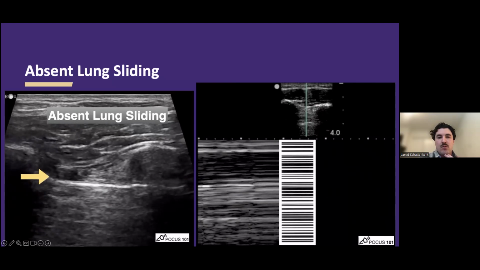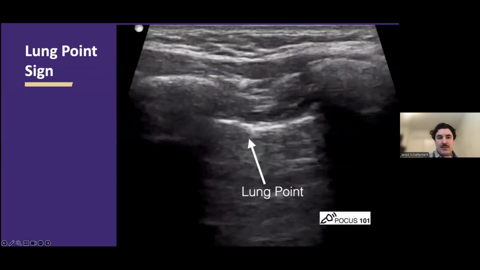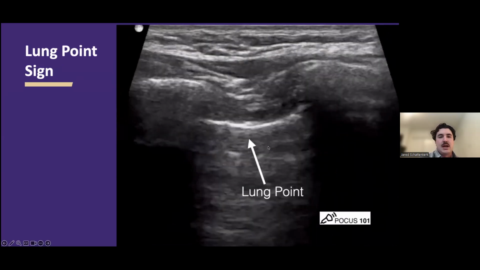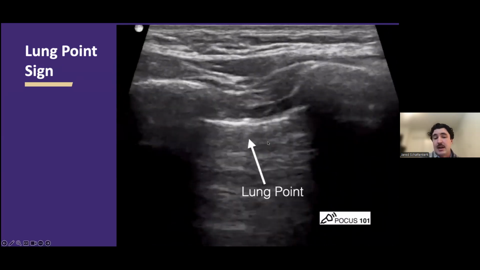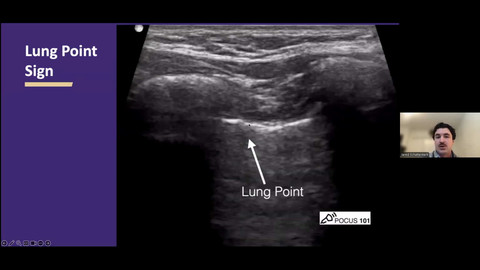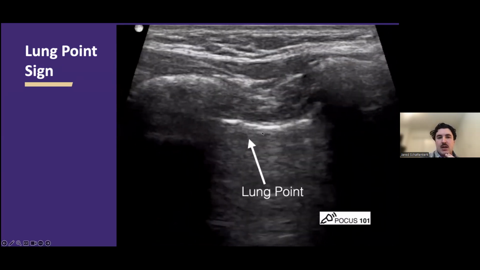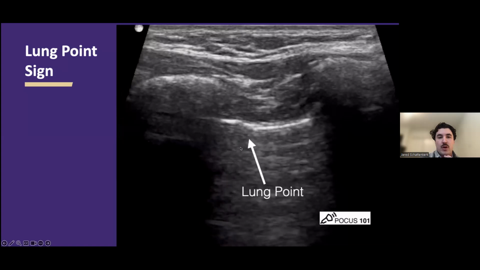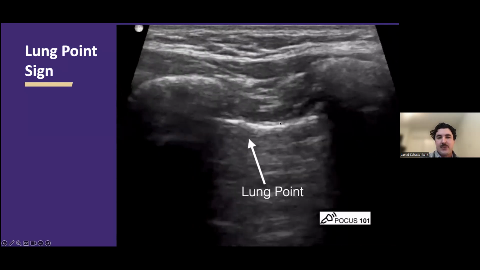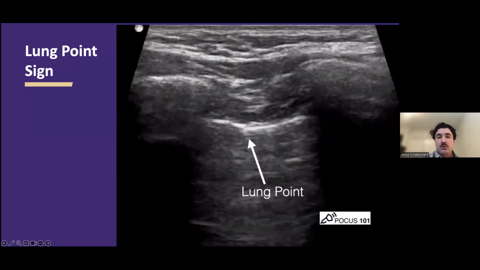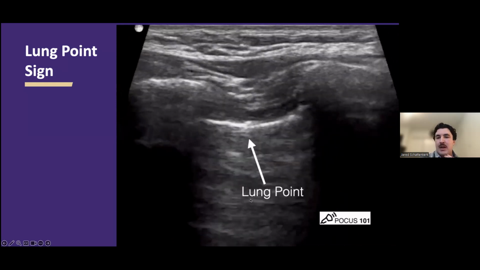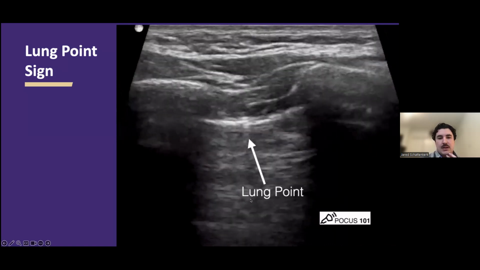What is 100% specific for a pneumothorax is if you're able to identify this lung point sign. Admittedly, this is never something that I've been able to find on point of care ultrasound, but it is something that is possible. It's essentially the transition point of the pneumothorax. On the right side of the image, you have this shiny ants on a log appearance, and then on the left, you lose that lung sliding. So there's this sudden transition point, and that is diagnostic for a pneumothorax.